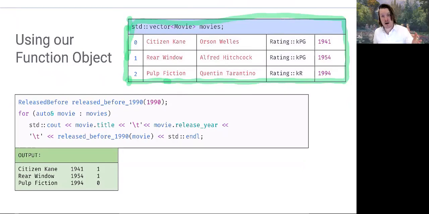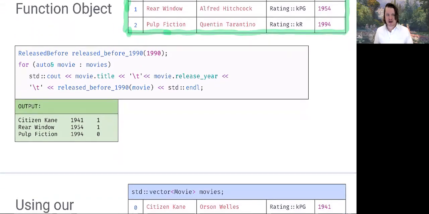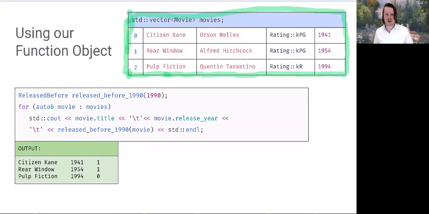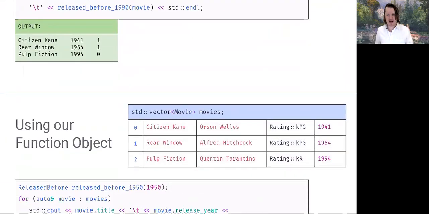Now, the last movie object in this collection, Pulp Fiction, when it's passed to this ReleasedBefore object's call operator, is going to return false because 1994 is not less than 1990. So we can see there 110 was the results returned for Citizen Kane, Rear Window, Pulp Fiction, respectively.